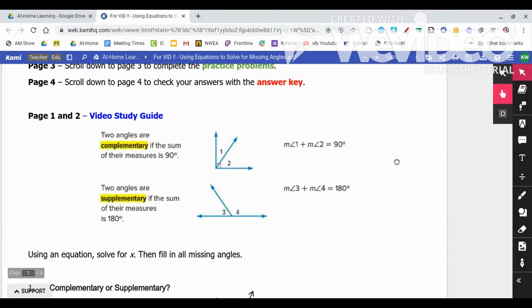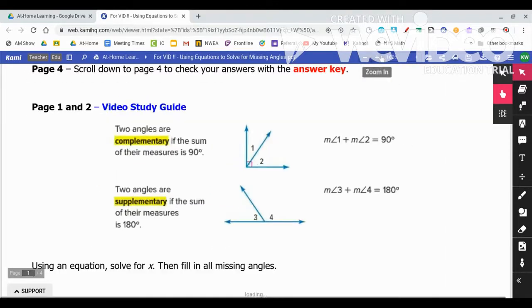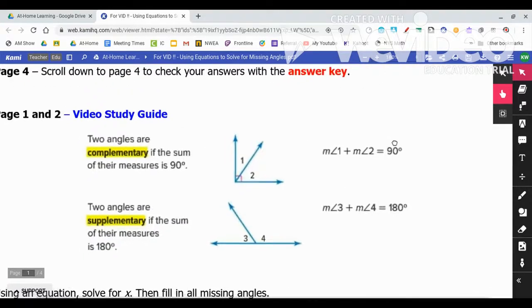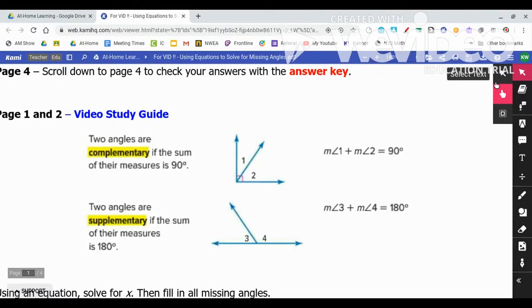The most important part of today's lesson is that we set up these equations correctly. So, remembering what we learned about complementary and supplementary angles: if the two angles that we're given are complementary, their sum is 90 degrees and they make up a right angle, then you have to set up an equation where you add the two angles together and set them equal to 90 degrees. If the two angles you're given are supplementary, if they make up a straight line or the sum of their angles is 180 degrees, you have to add the two angles together and set them equal to 180 degrees.